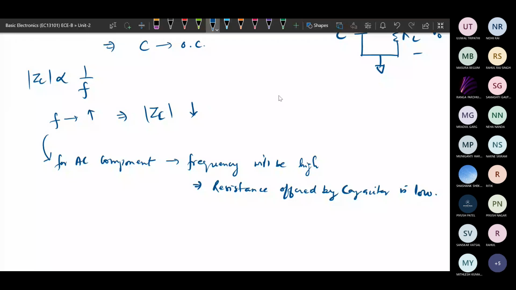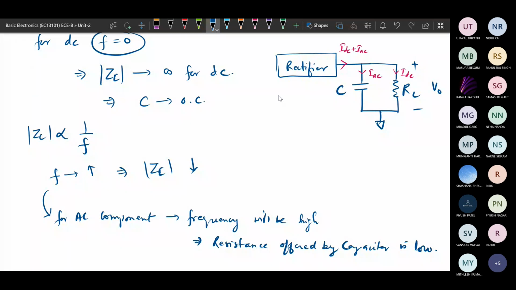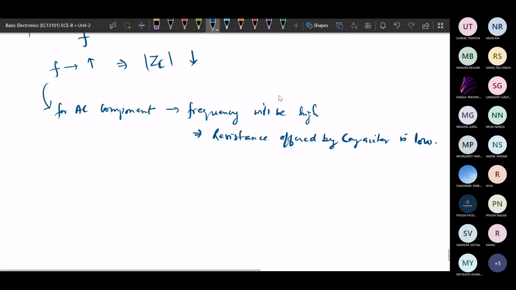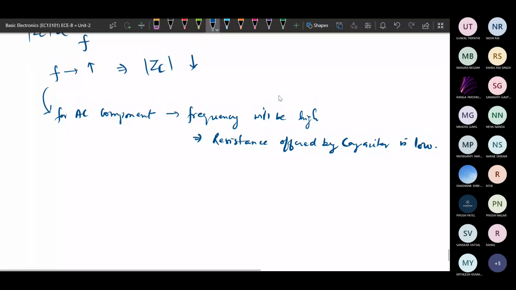So if we have an AC component as well as a DC component, the AC component obtains a very low resistance path through the capacitor circuit. Whatever low resistance path is there, the current flow will follow it. So for the AC component, the capacitor provides a much lower resistance path than even the resistance. The AC component will pass through the capacitor, and the DC component will pass through the resistance.